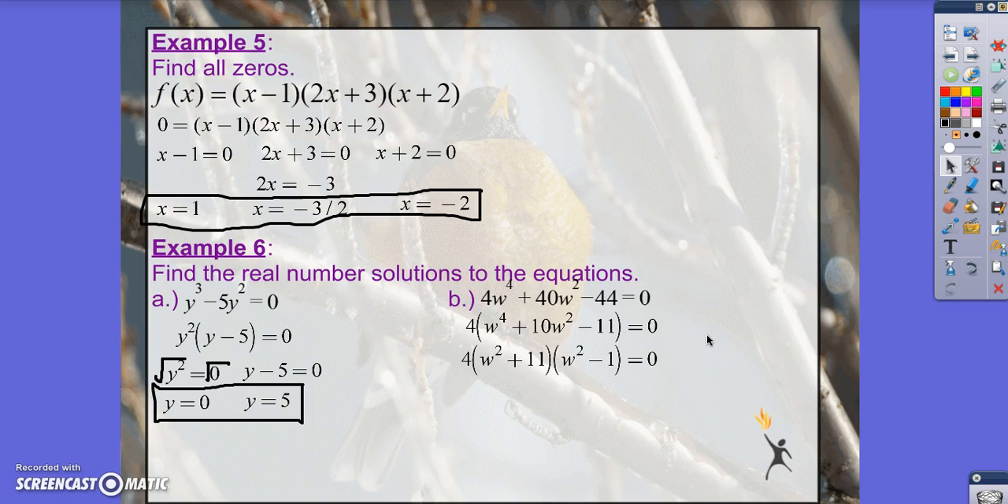Now, ask yourself, can you factor further? Think for a second. And these are the kinds you'll see a lot actually in this lesson. You could factor this one further. This is a difference of 2 squares. So we get 4 times w squared plus 11 times w minus 1 times w plus 1. And now we're going to set each equal to 0.